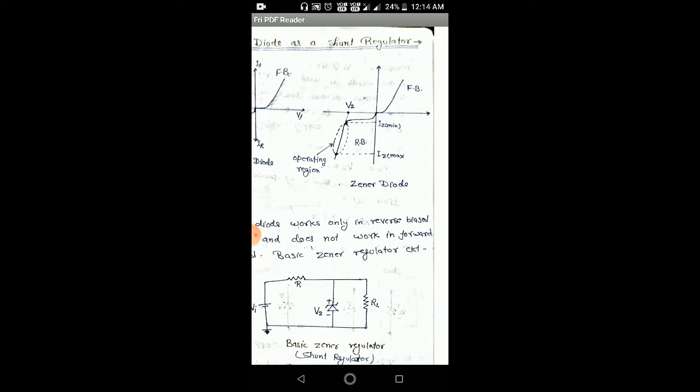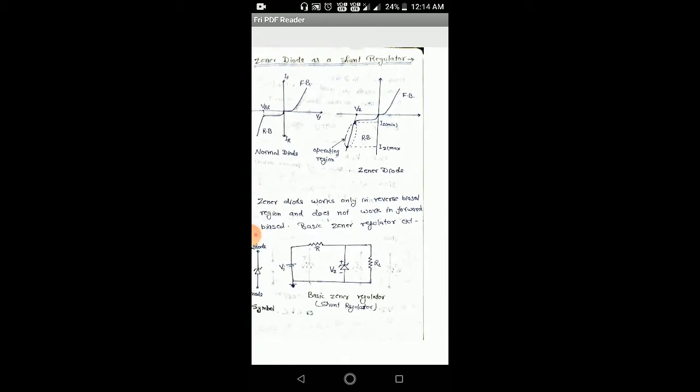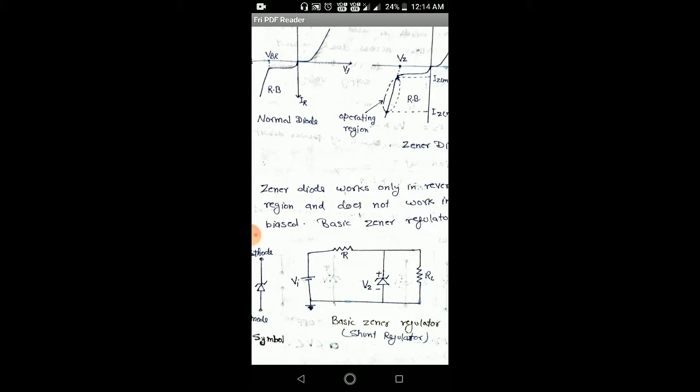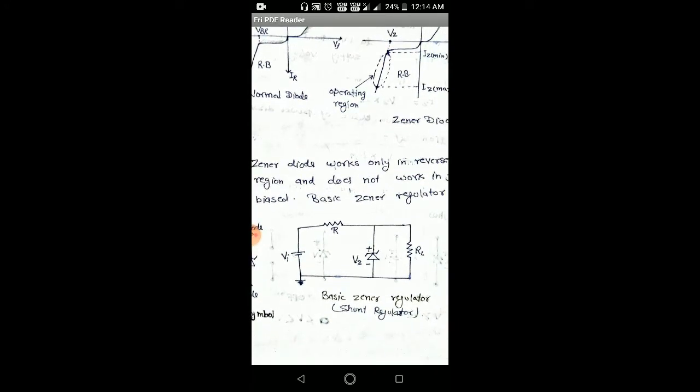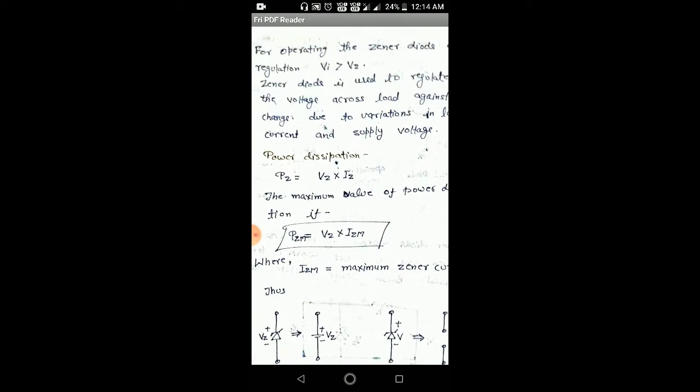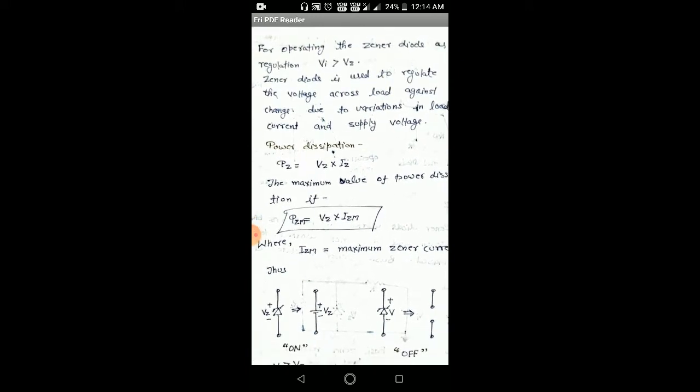So the Zener diode is used as a shunt regulator. The shunt regulator circuit, the basic Zener regulator, is shown here. Vi is the supply voltage, Vz is the Zener voltage, the breakdown voltage, and RL is the load resistor. Now here, for operating the Zener diode, regulation occurs when Vi is greater than Vz.